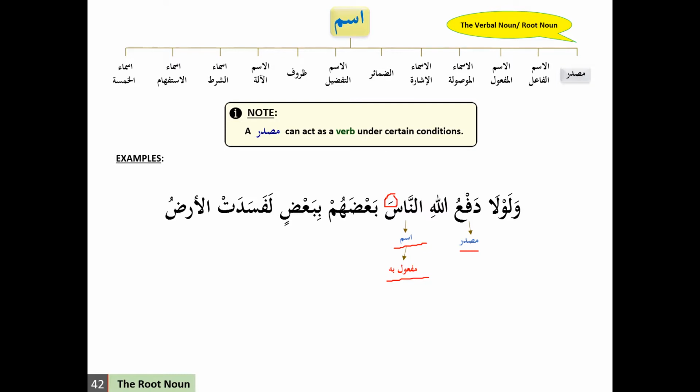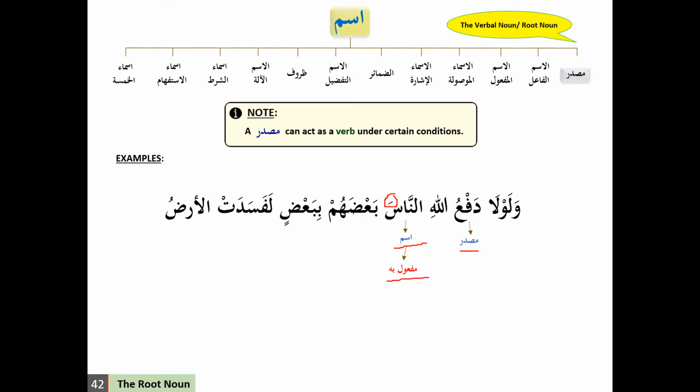So the meaning is وَلَوْلَا دَفْعُ اللَّهِ, if it was not the repelling of Allah an-nas of the people, ba'dahum bi ba'd, some of them over others, lafasadatil ardu, then the earth would have gone into corruption. So technically the word Allah is acting as the fa'il for the verbal noun, which is functioning like a verb over here, and the word an-nas is the maf'ul bihi.